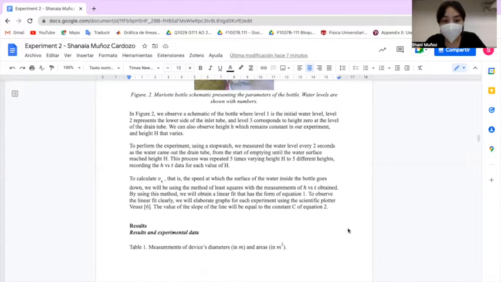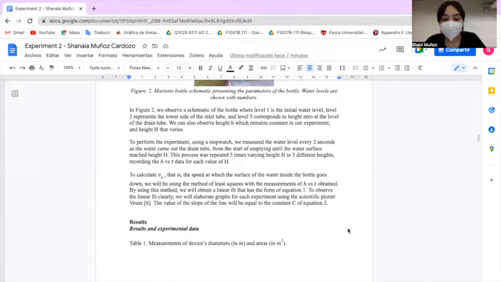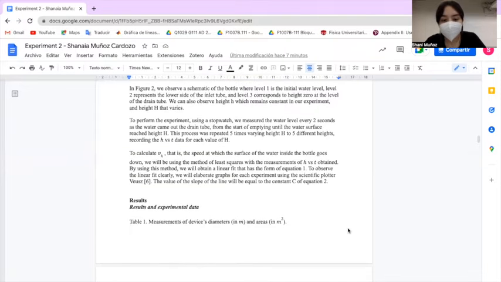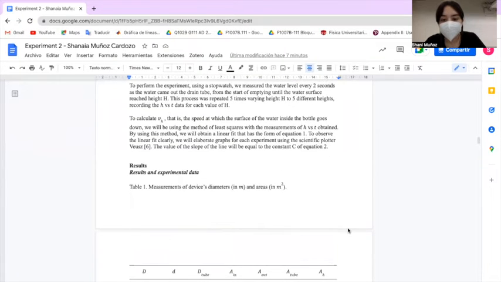To calculate the h, we use the method of least squares with the measurements of h versus t obtained. By using this method, we will obtain a linear fit that has the form of equation 1. To observe the linear fit clearly, we will elaborate graphs for each experiment using scientific notation. The value of the slope of the line will be equal to the constant c of equation 2.